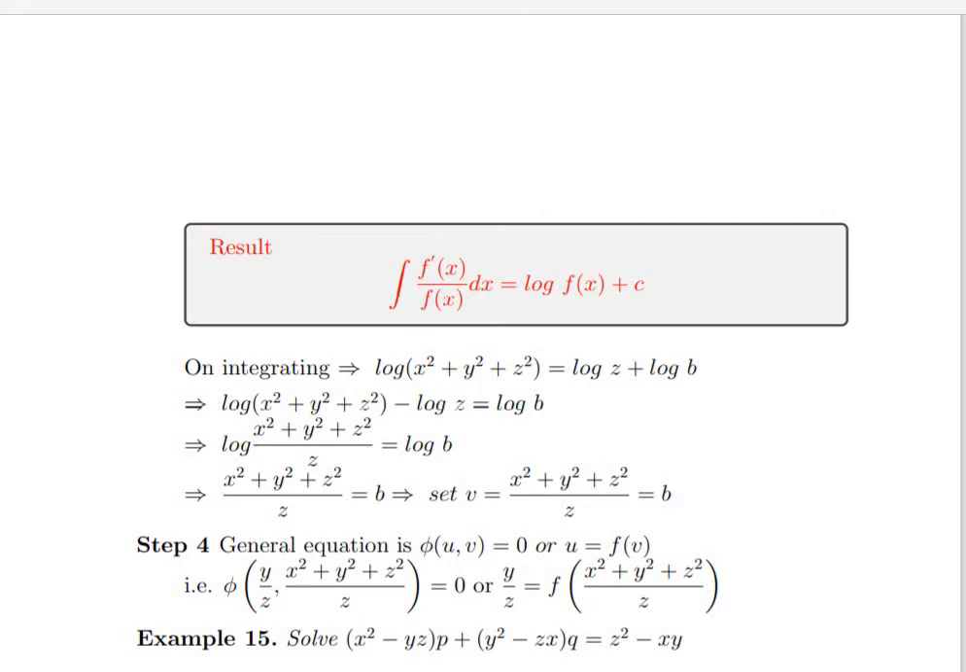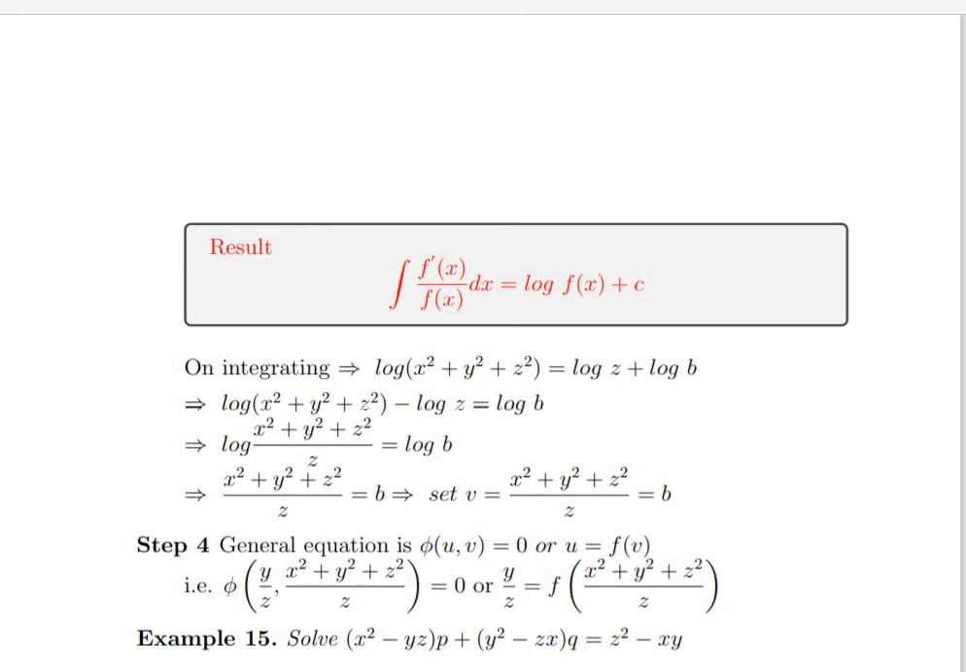Now, eliminating log from both sides of the equation, we will get x square plus y square plus z square by z equal to b. Now we can write the general solution of this problem as phi of y by z comma x square plus y square plus z square by z equal to 0, or y by z equal to f of x square plus y square plus z square by z.